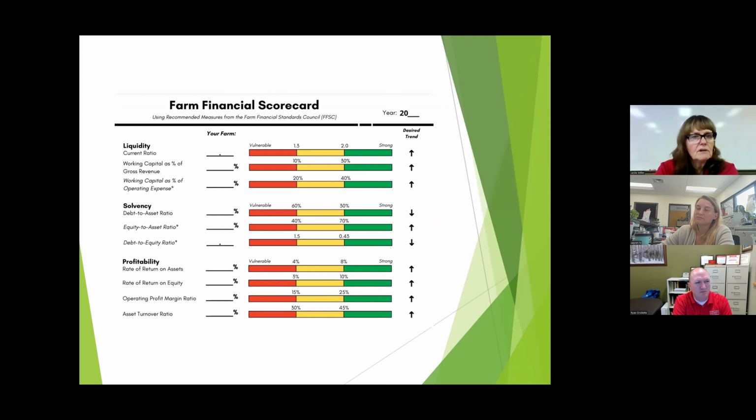I've also included this farm financial scorecard. I think it's really nice to have this. This was developed by the Farm Financial Standards Council over the years. And these are what I would call more normal parameters for these different ratios. The red, yellow, green: green indicates that the ratio is very strong. Yellow is kind of a caution standpoint. And red means you might be subject to some hardships.